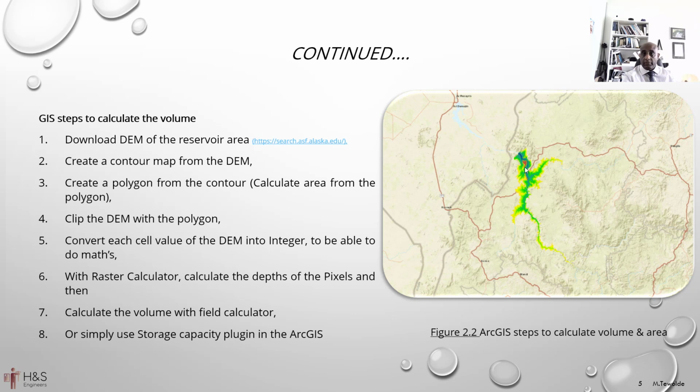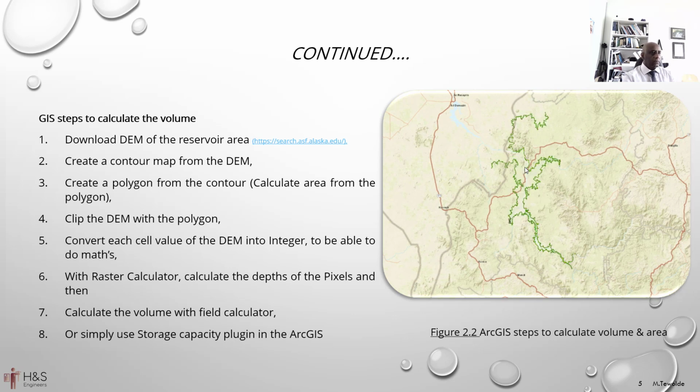And then calculate the volume with the field calculator. Or there is another plugin which calculates everything for you without all these processes, the depth and integer steps. You just simply click a storage capacity plugin, and that will do the job. It gives you area and volume and so on. For the elevation, I just take 640, which is the normal level. It's the crest, the brim of the spillway at the middle of the dam.